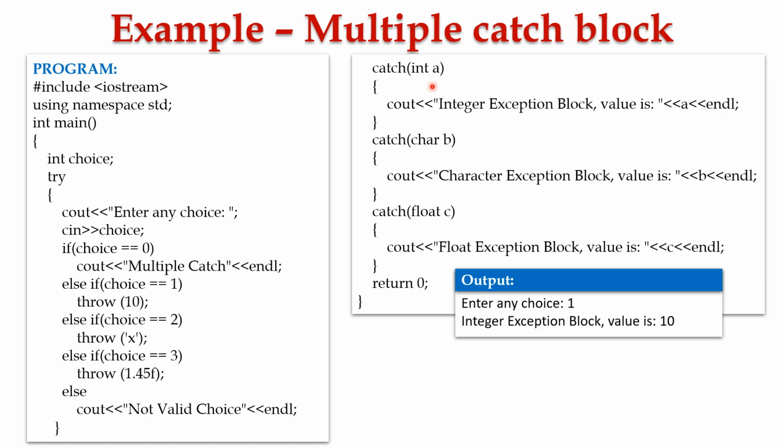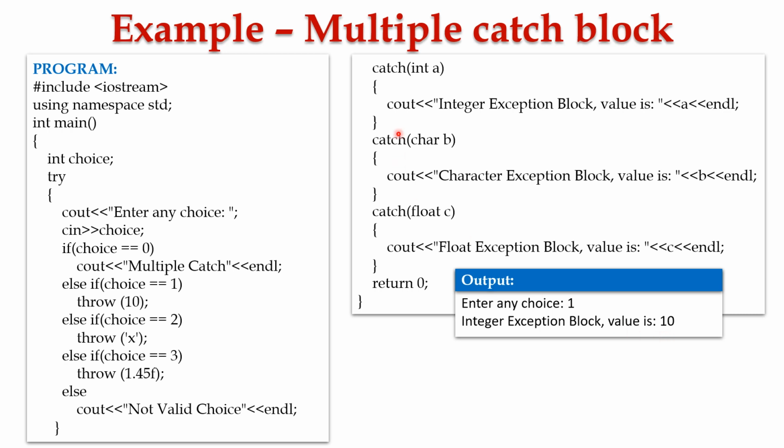So it catches the exception of type integer. So the match is found here. It executes this cout statement and displays the message "integer exception block value is a". So the value of the variable a is thrown from the try block, that is 10. So it is caught here in this catch block and displayed to the user as shown in the output. So "integer exception block value is 10" is displayed to the user.